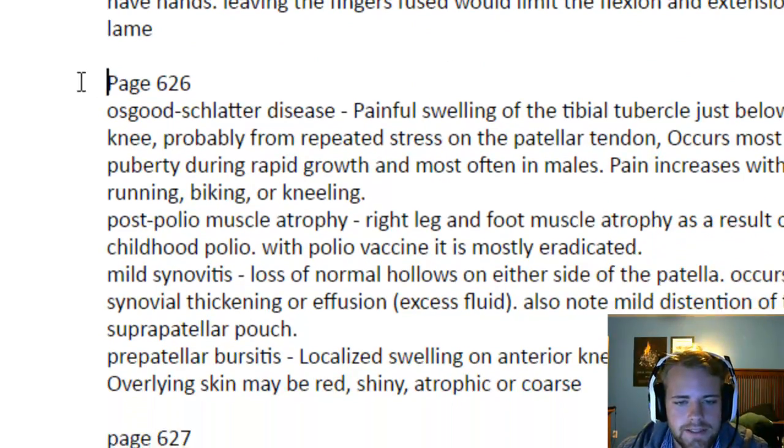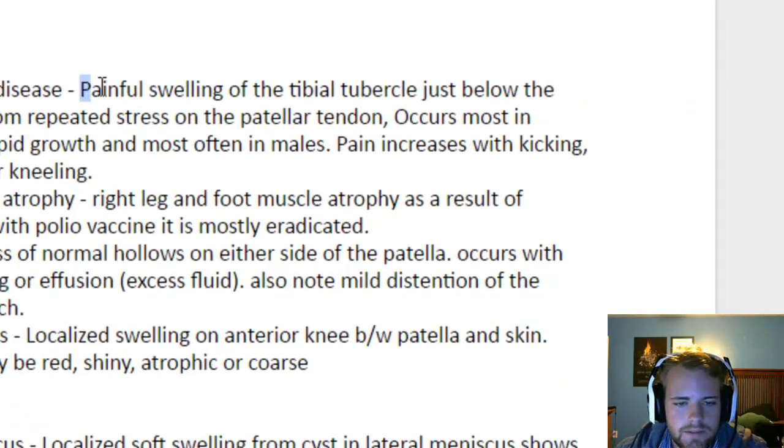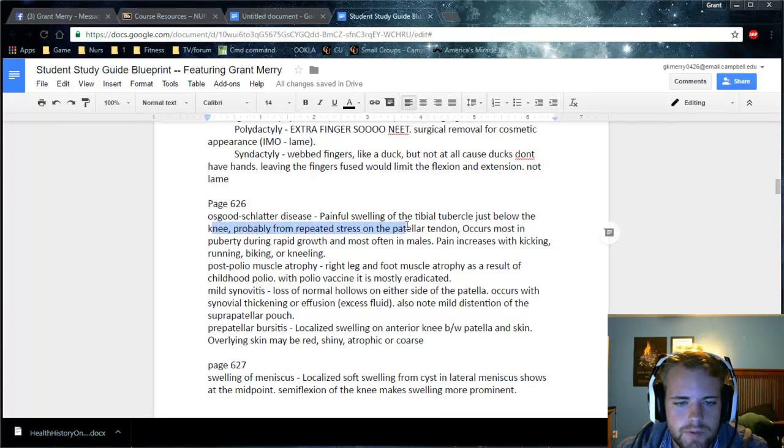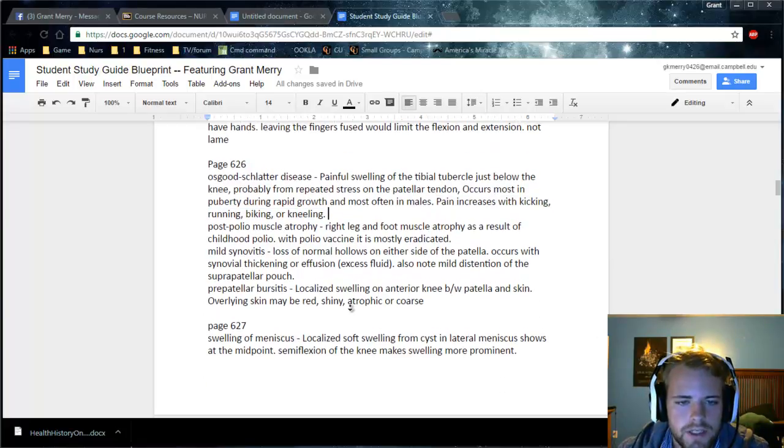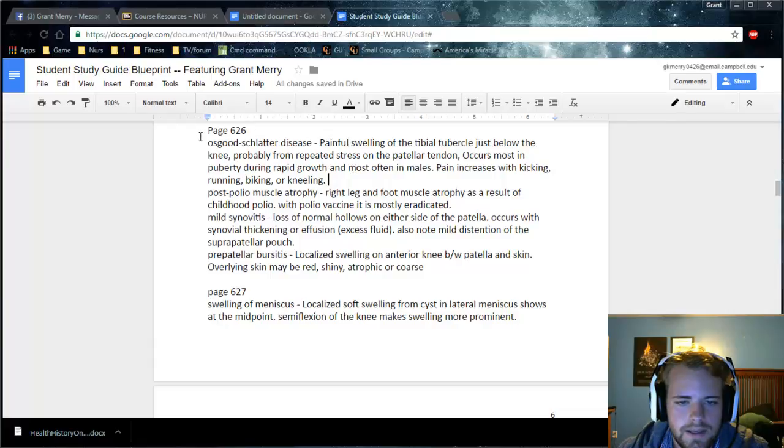So page 626, Osgood-Schlatter disease, painful swelling of the tibial tubercle just below the knee, probably from repetitive stress on the patellar tendon. It occurs most in puberty during rapid growth and most often in males. Pain increases with kicking, running, biking, or kneeling. Okay, so it's the Osgood, all is good. It's the altar boy's disease because when the altar boy grows during puberty, he has trouble kneeling to pray. Osgood, all is good. Altar boy's disease. Osgood-Schlatter.